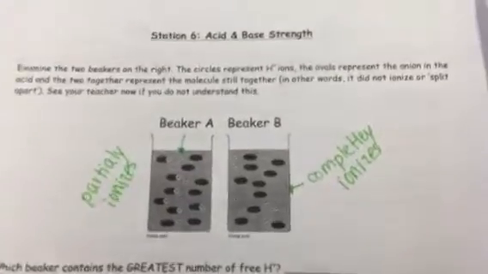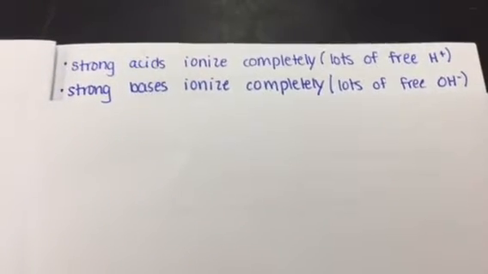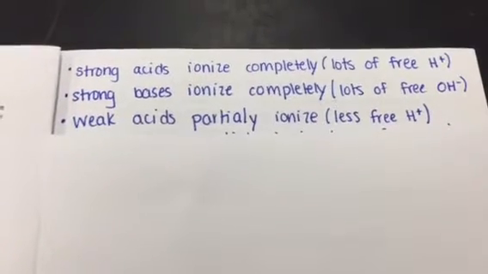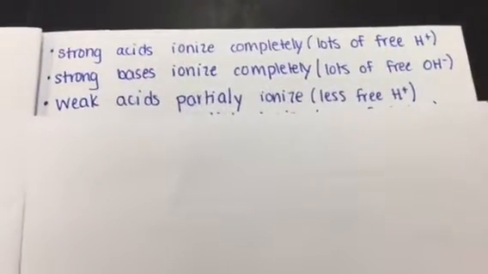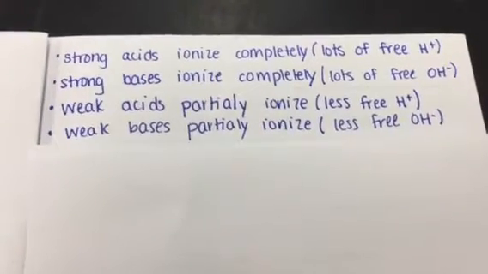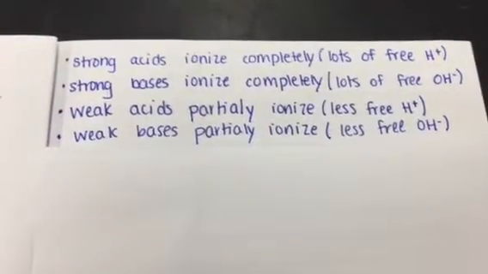On the page next to this, we are going to take down 4 definitions. A strong acid is going to ionize completely, and there will be lots of free hydrogens in the solution. A strong base will also ionize completely, and there will be a lot of free OH- ions in solution. On the other hand, a weak acid will only partially ionize, meaning you will have fewer free hydrogens in the solution, while a weak base will also only partially ionize, meaning you will have less free hydroxide in the solution.